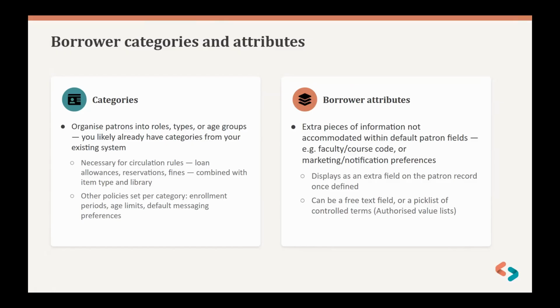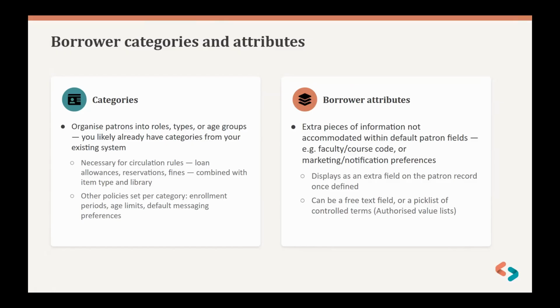We also have the borrower attributes. These are custom extra pieces of information such as faculty or course codes, or very specific marketing and notification preferences. Once these are defined, they will show up as an extra field on the patron record and can be set up as either free text fields or a drop-down pick list.